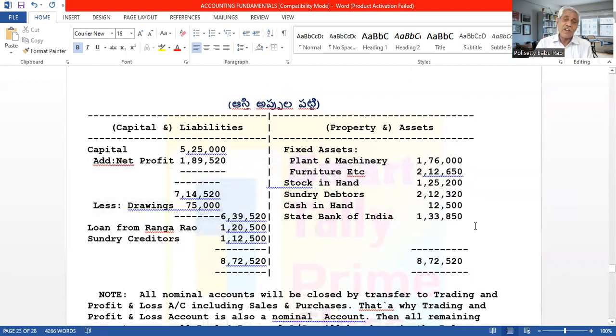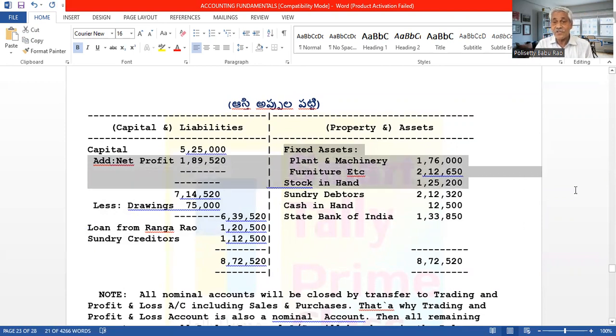in the business for a long time. They are permanent, till they are sold out or till they become useless. They are useful in the business. That's why first of all we will show all the fixed assets. Then we will show the current assets. So fixed assets means land and machinery, furniture, computer, land and building, etc.